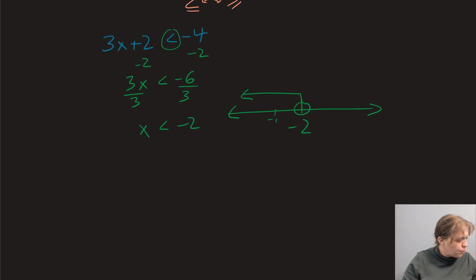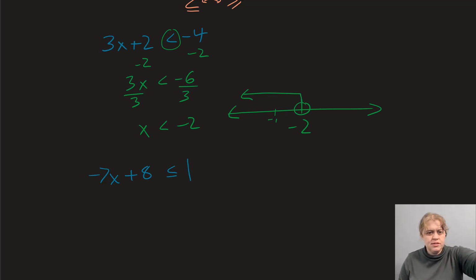Let's see, that one's boring. Ooh, this one looks more fun. Negative 7x plus 8 is less than or equal to 1. Okay, so again, pretty straightforward thing. Move the constant to the other side because we're trying to get the x by itself. So negative 7x is less than or equal to negative 7.